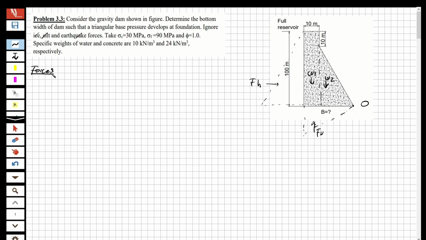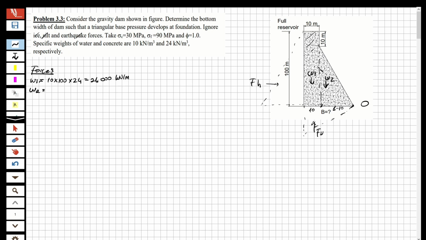Forces. For W1, look at it, this is 10 meter, this is 10, and this is B minus 10, right? This length from here to that point. So now I guess we have all dimensions. Let's write the calculations. For W1, look at here, this one, 10 meter multiplied by 100 meter, the height of the block, multiplied by 24, and this is going to be 24,000 kilonewton per meter as the force. Okay, and we have W2.